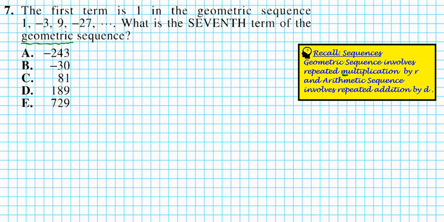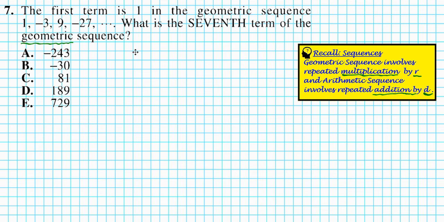it involves repeated multiplication. You multiply by the same number over and over again. That number is known as the common ratio R. When you see an arithmetic sequence, this sequence involves terms generated by repeated addition. Addition by a common difference D. If D is positive, the sequence grows, and if D is negative, the sequence falls. All right? So don't forget, geometric is multiplication and arithmetic is addition.